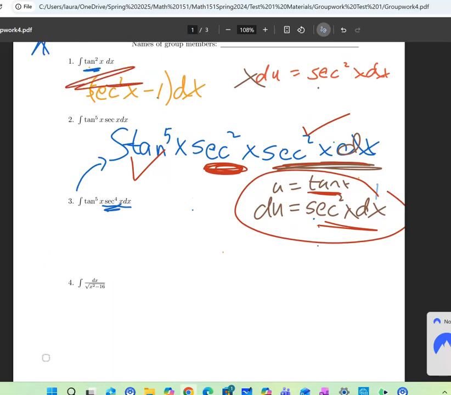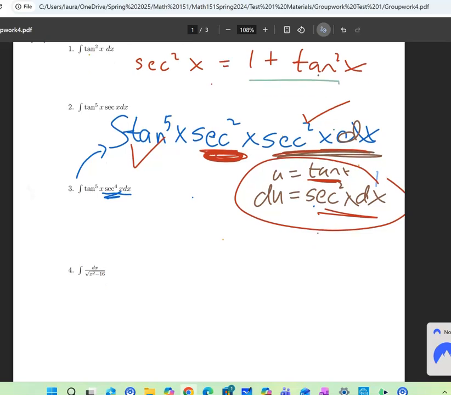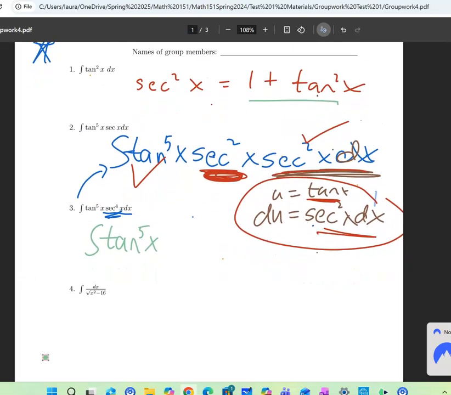So you need to know the identity that secant squared of x is equal to 1 plus tangent squared of x. Oh, will you look at that? I can take out secant squared and substitute in 1 plus tangent squared. So go slow so that you carry everything along. Tangent to the fifth. So secant squared gets rewritten as 1 plus tangent squared. And then the secant squared, it just carries along.